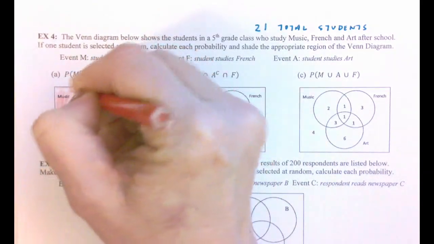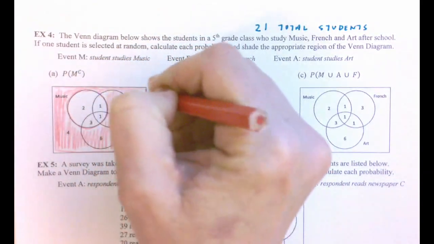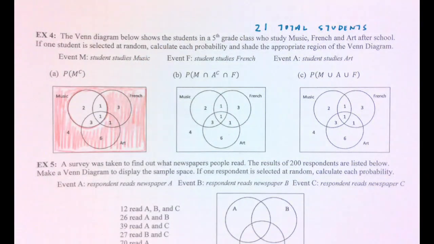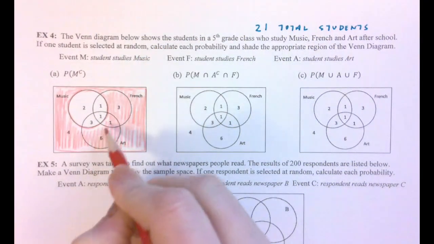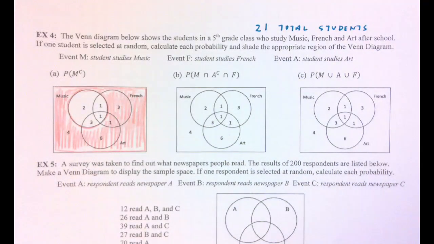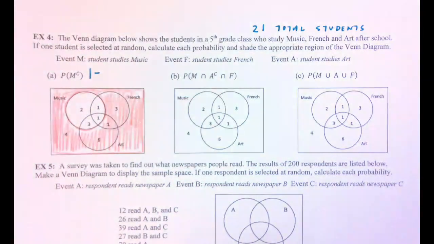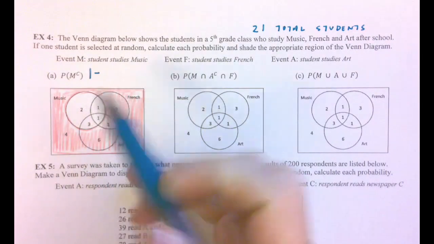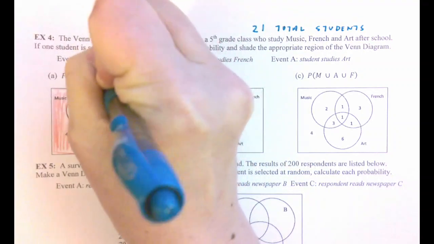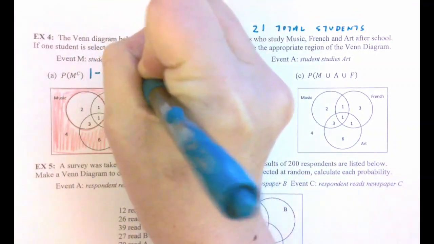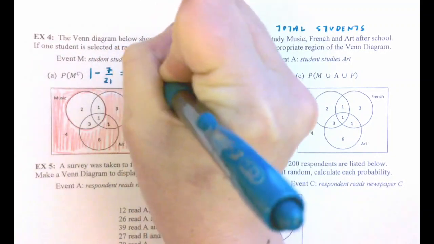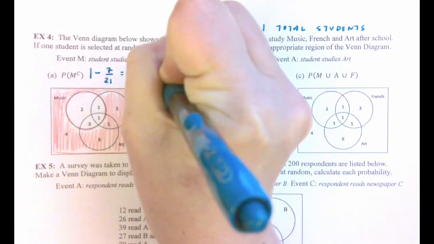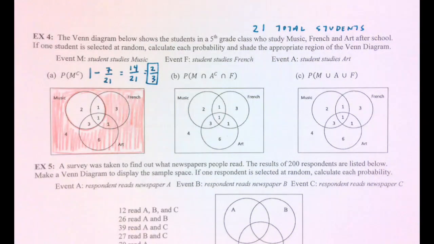And I think that's good enough. All right, so not music, anything else. I could add up the everything else and divide it by 21, or I could do 1 minus likes music, or studies music. So if I add the 2, the 3, the 1, the 1, that's 7 out of 21. So I'm going through the complement. That gets me 14 out of 21, which of course I can reduce down to 2/3. So a 2/3 chance the student does not study music.